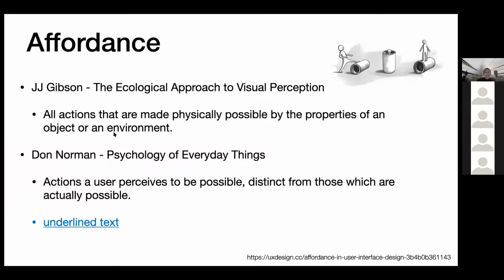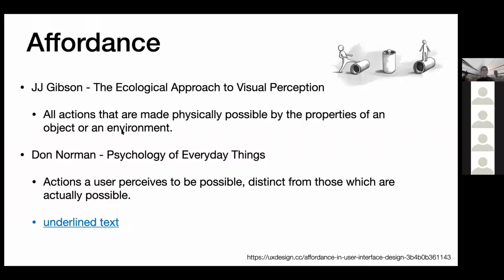This, I think, is the most interesting concept: the idea of affordance. I'm assuming most of you have heard the term affordance being used when it comes to design and other things. Affordance was an idea first introduced by J.J. Gibson in 1979 in his book, The Ecological Approach to Visual Perception.